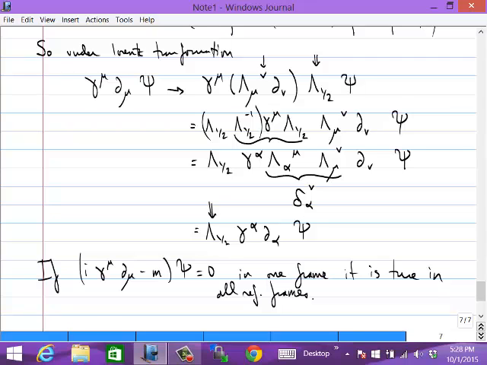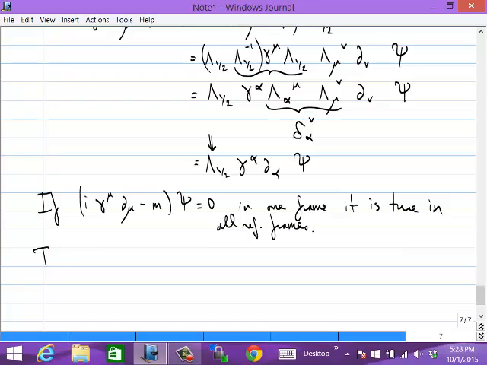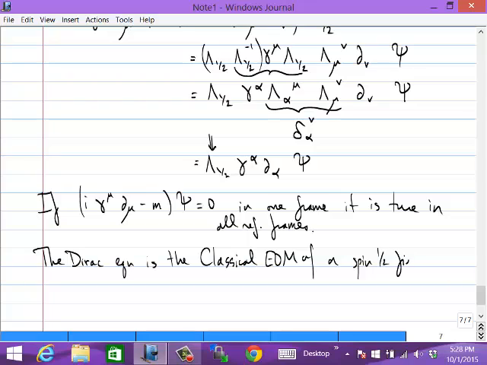And the Dirac equation is the classical equation of motion of a spin 1/2 field of mass m. And just to recapitulate, psi here is a 4-component object, so it's a 4-component spinor, and gamma here is a 4 by 4 matrix.